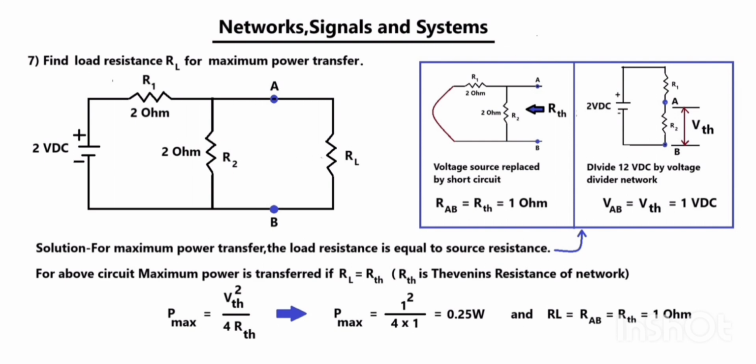So for above circuit, maximum power is transferred if RL equal to Rth, and Rth is the Thevenin resistance of the network. So power maximum transfer P maximum equal to Vth square divided by 4 Rth. This equal to power maximum equal to 1 square divided by 4 multiplied by 1. This equal to 1 upon 4 equal to 0.25 watt.